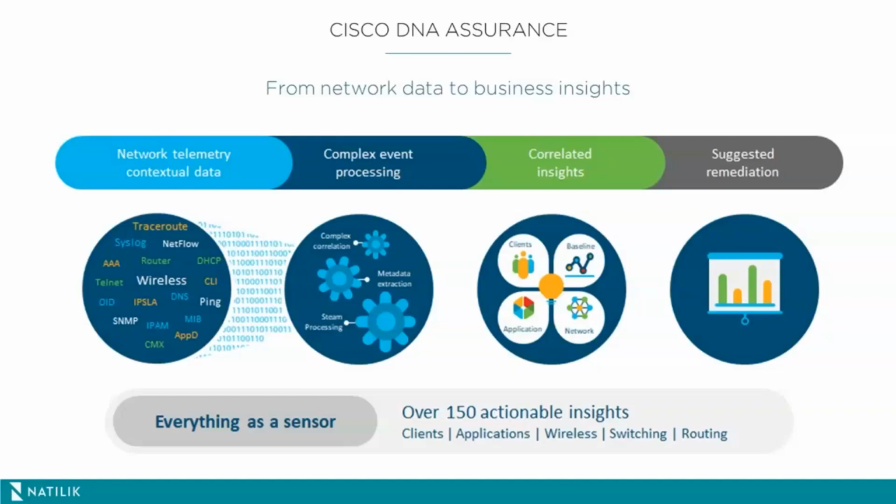The last part, naturally, is the suggested remediation. So let's say, okay, you got the data, you clean it, structure it, and then correlate it. You are now able to flag and detect unexpected events and potential issues. Well, DNA Assurance goes a step farther, and then automatically suggests some remediation, a set of recommended actions that should help you go back to the desired network behavior.